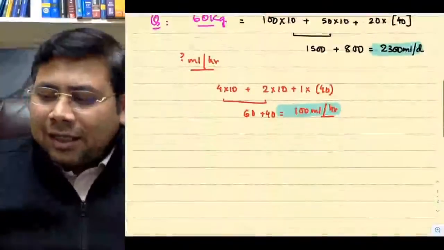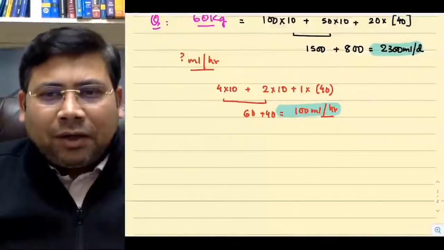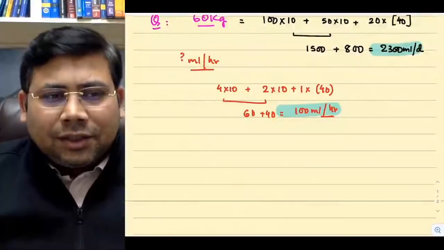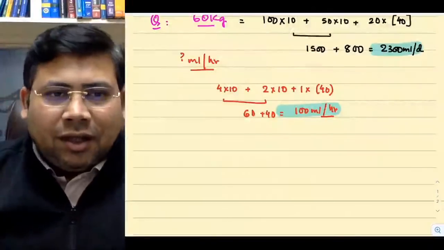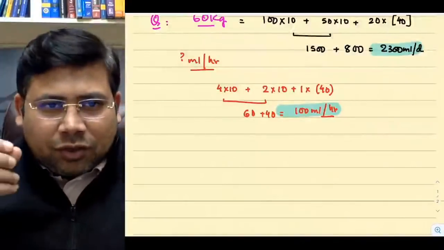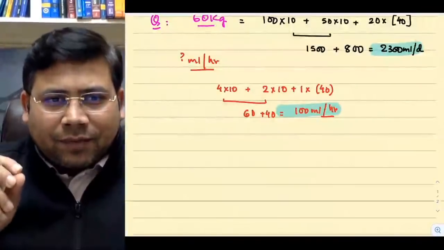The next task is, when you order sister, please start with 2600 ml per day. Or, sister, start with 150 ml per hour. She stares at you. Why does she stare? Because she wanted to say, doctor, had I been so intelligent, I would have been your batchmate. So just tell me how many drops per minute. I will titrate it. Yes or no?